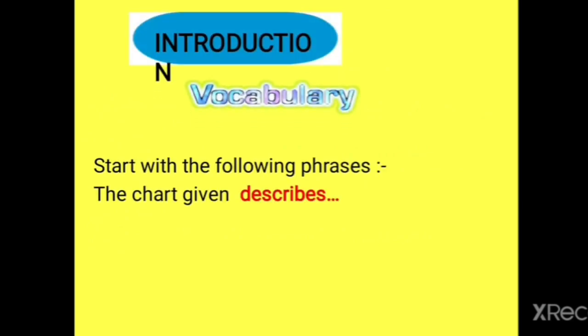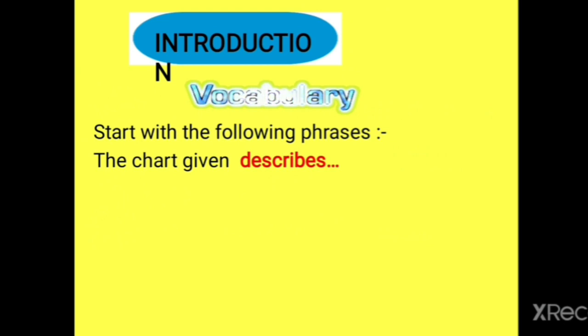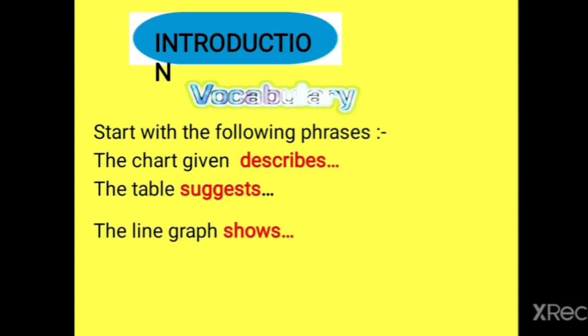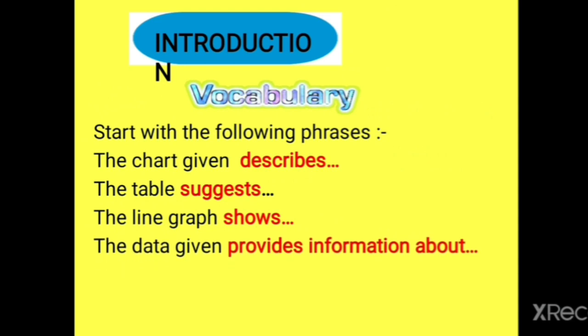Now look at the vocabulary that is ideal for writing the introduction. You can start your first paragraph by saying the chart describes, the table suggests, the line graph shows, the data given provides information about, or the pie chart illustrates. So these are some of the ways in which you can begin your paragraph.